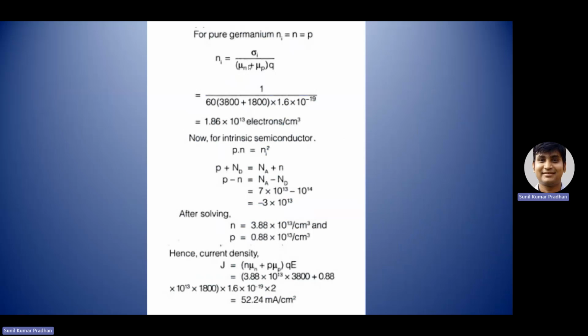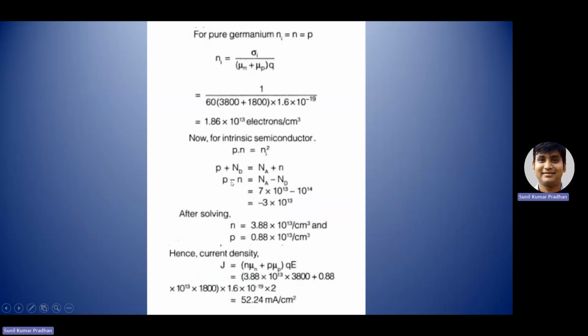The mobility of electron is 3800 centimeter square per volt second, and the mobility of hole for germanium is 1800 centimeter square per volt second. If we put these values here, we get the intrinsic concentration as 1.86 into 10 to the 13 per centimeter cube. Now, as you know from the mass action law, the product of electron concentration and hole concentration is equal to the intrinsic carrier concentration square, that is P into N is equal to Ni square.